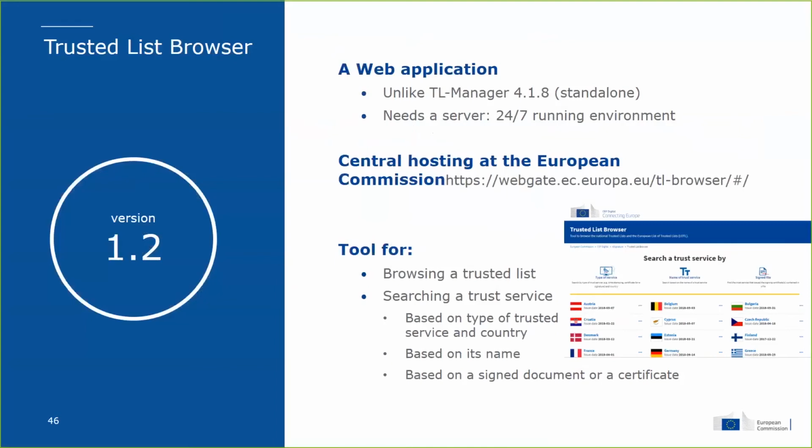You can search for a particular type of trust service and/or a country. You can search by name, so you can type a name and it will filter out the different trust services among all trusted lists. And another handy feature is that you can drop a signed file or a certificate, and the tool will extract your signing certificate and find the TSP that issued that signing certificate. Can be very handy.